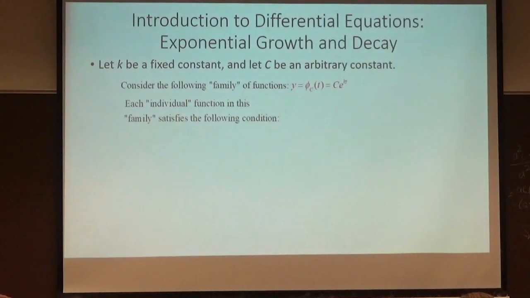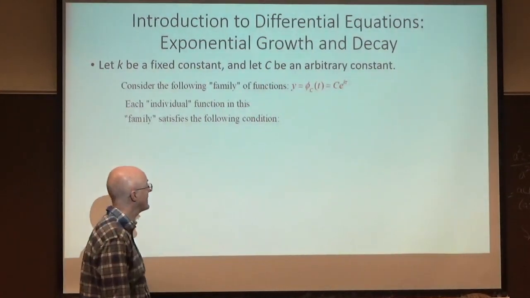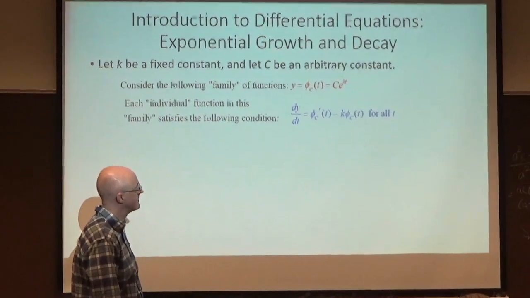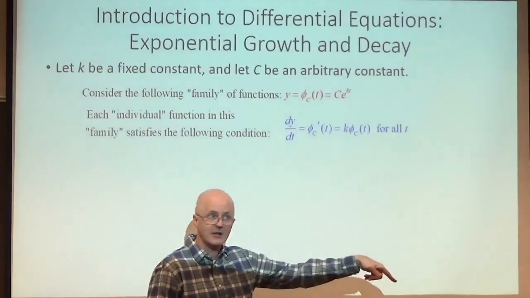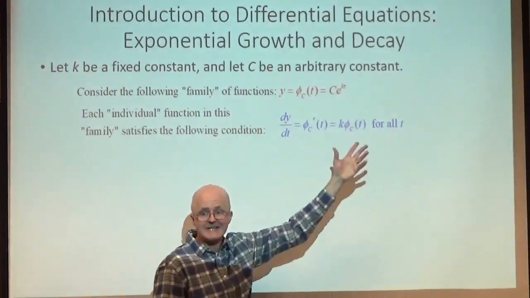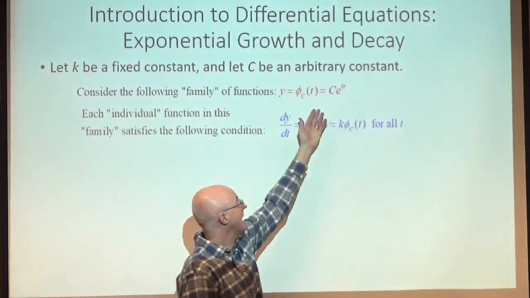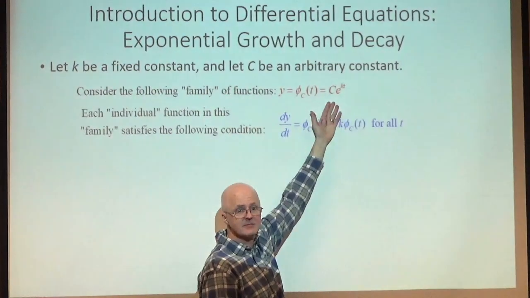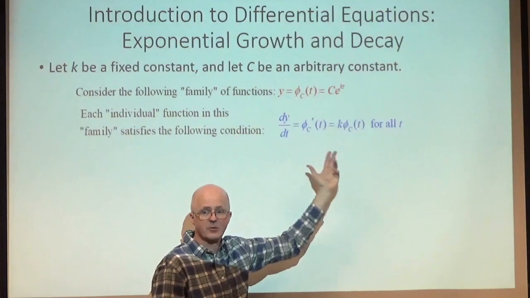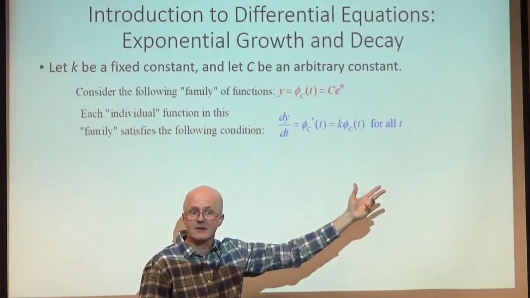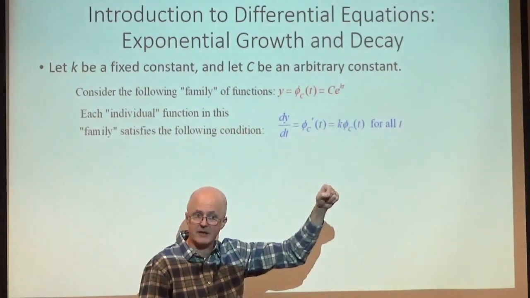Each individual function from this family, meaning each function where you pick a particular value c, satisfies this condition right here. Its derivative is k times itself. On Monday, I verified that on the board. I took the derivative of this with respect to t. The chain rule gave me an extra factor of k. The answer for the derivative of this is k times c times e to the kt. k times the function. It satisfies this condition. Its derivative is k times itself. The slopes of its tangent lines are k times the output values.